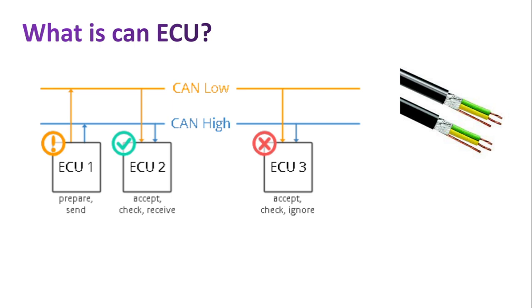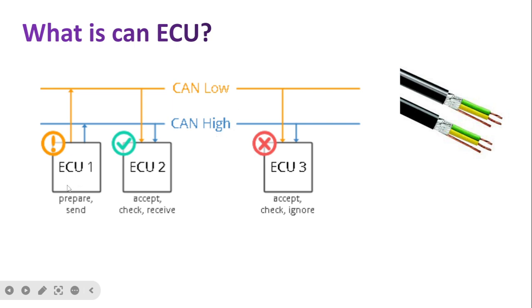Here you can see one yellow and one green wire, and the third wire, which is bare, is called the shield wire, and it is mostly used for grounding purposes. So only two wires carry the signal: one is CAN high and the other is CAN low. Here you can see the CAN high and CAN low cable.